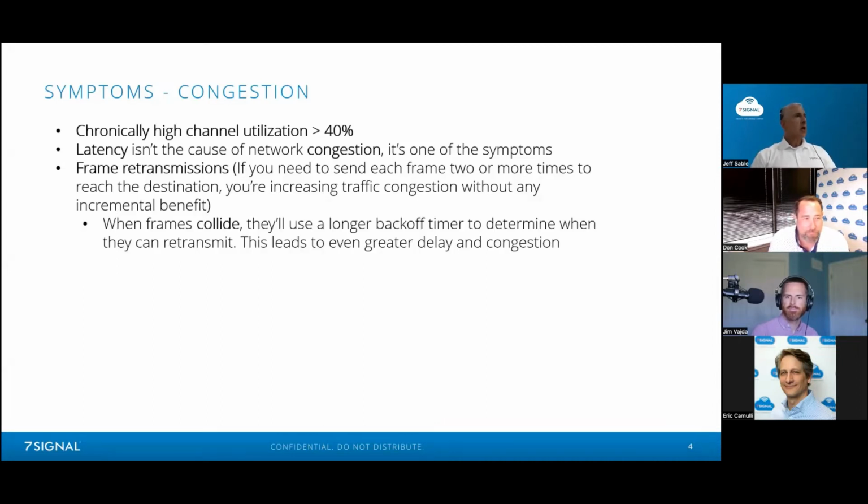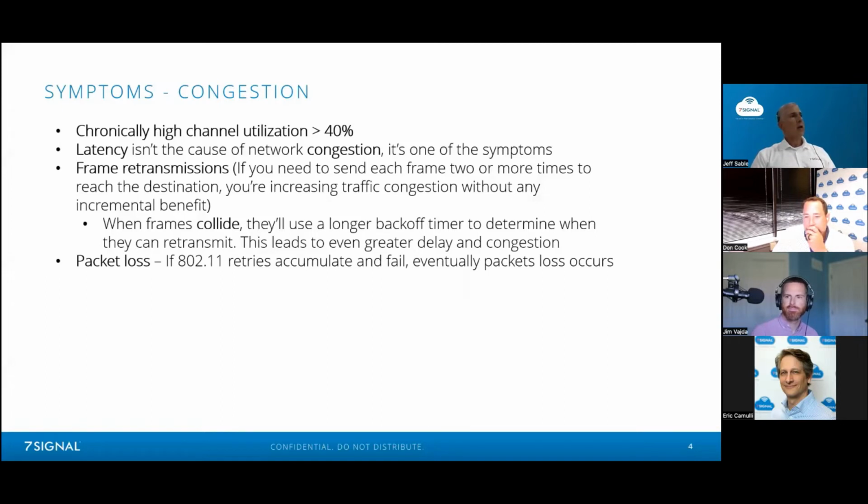And the issue is, the way protocols and technology work is when frames collide, they'll be a little bit hesitant or use a back-off timer, and that back-off timer could increase the amount of incremental time before they do a retransmission. So you're just compounding congestion by having very crowded areas. And then when 802.11 Wi-Fi retries accumulate and fail, you will start to lose packets. You will start to lose data, which is never good. And then obviously a big aspect of measurable congestion is low throughput.